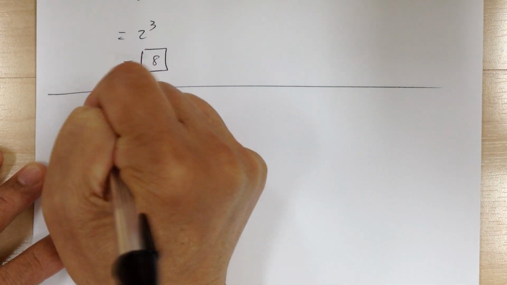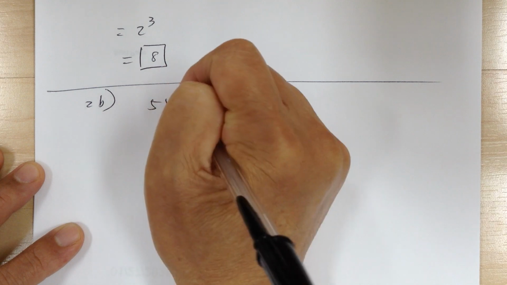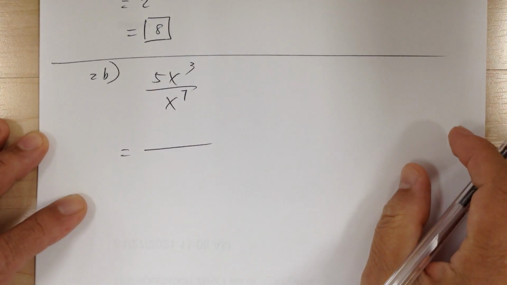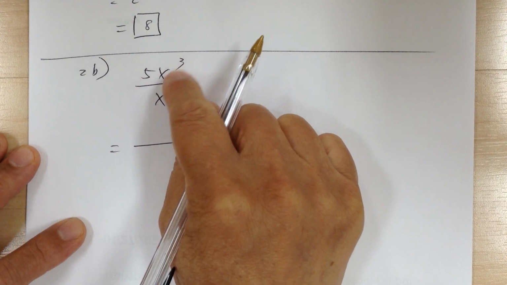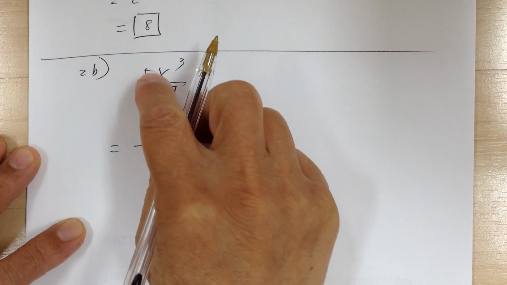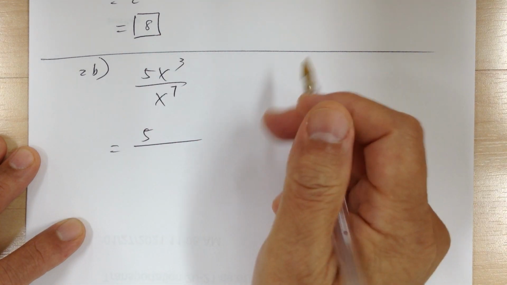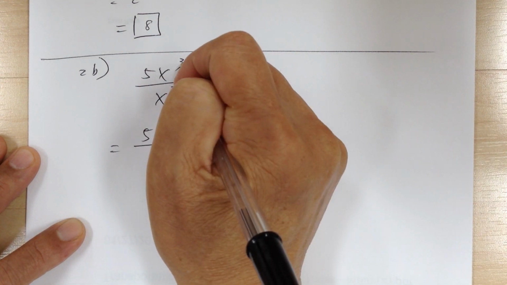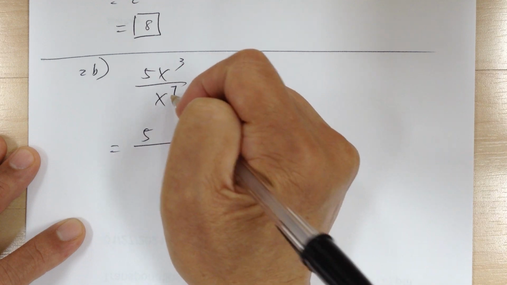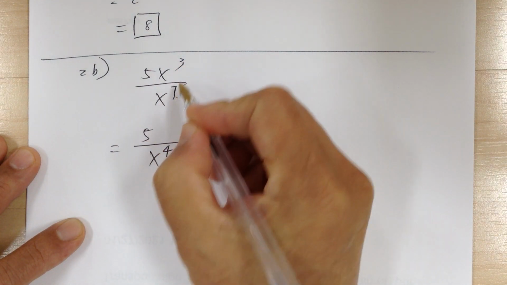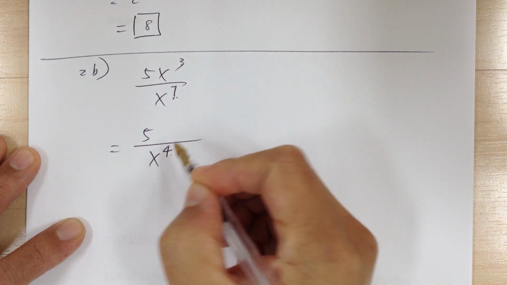Okay, example 2b, you got 5x to the 3 over x to the 7. When things start getting messy, just do the number and then the alphabet. So 5, and this is 1, so it'll be just 5. I take care of the number, then the alphabet. This is 7, this is 3. When you start to cancel things out, you're going to get leftover on the bottom. So it'll be x to the 4, because 3 of these cancel with 3 of these. So you get 4 left over.